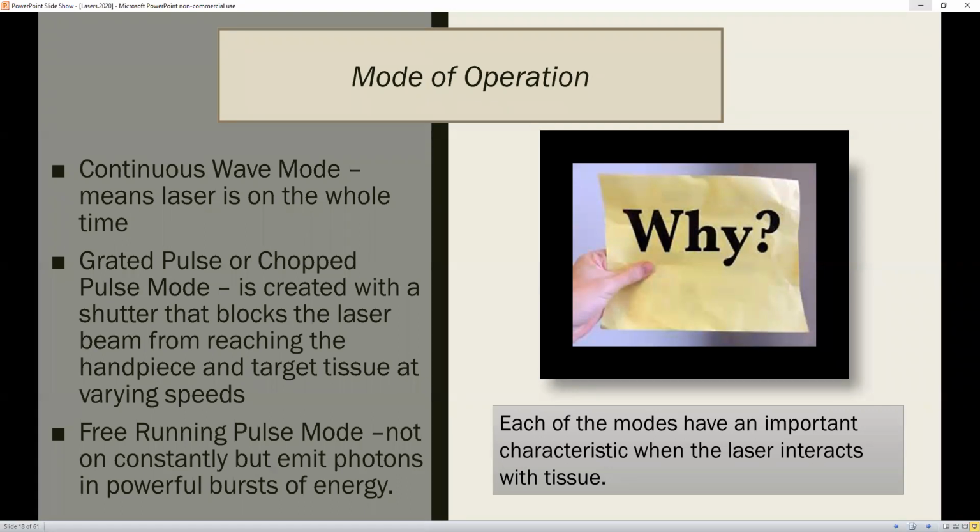And that's what we use when we use this in dental hygiene. We use a non-initiated tip in an intermittent or pulse mode, all right? And those are the things that we're documenting in the chart after we do laser therapy for our patient. We need to discuss the wattage and the mode of operation and all those parameters. So each of the modes has an important characteristic when the laser interacts with tissue.